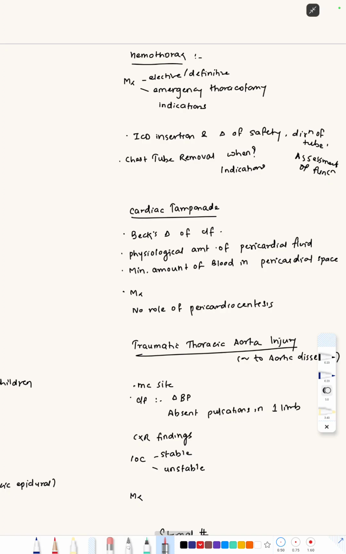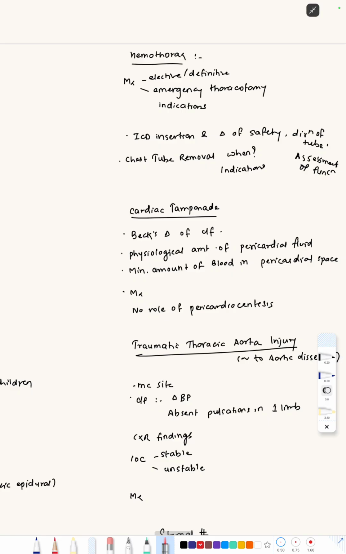The indications for emergency thoracotomy are more than 1 or 1.5 liters of blood, then more than 200 ml of blood per hour for more than or equal to 3 hours, and aortic injury, cardiac tamponade, or tracheobronchial injury. The chest tube insertion or ICD insertion is done in the triangle of safety. The posterior border is the latissimus dorsi, the anterior border is the anterior axillary line, and the base is formed by the fifth intercostal space.